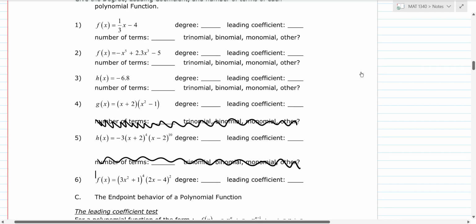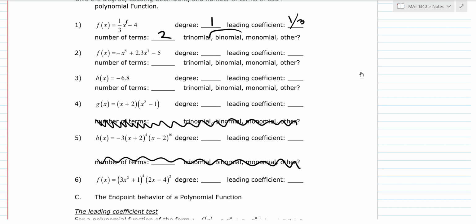All right, so number 1, the degree is 1. That's the highest power. Leading coefficient's 1/3. This has 2 terms. That's a binomial. The first 3 are pretty straightforward. Number 2, the degree is 5. Leading coefficient is -1. It's just that highest power. It's got 3 terms. That's a trinomial.